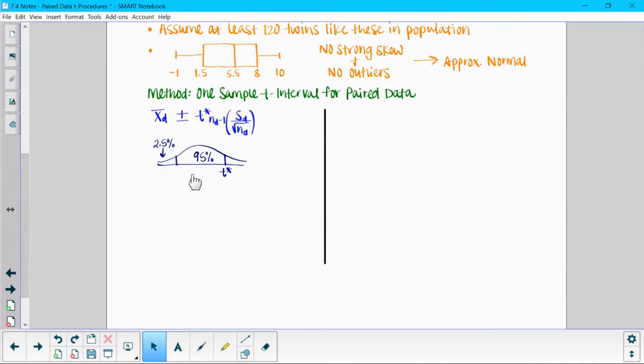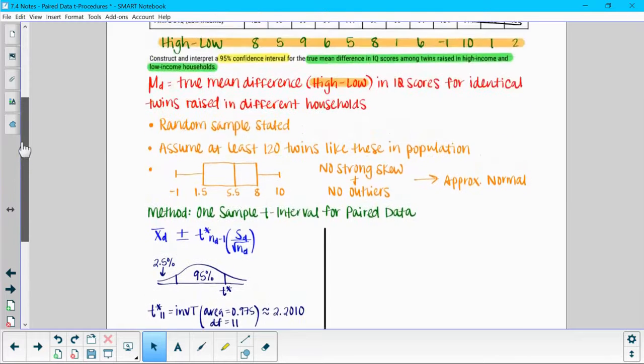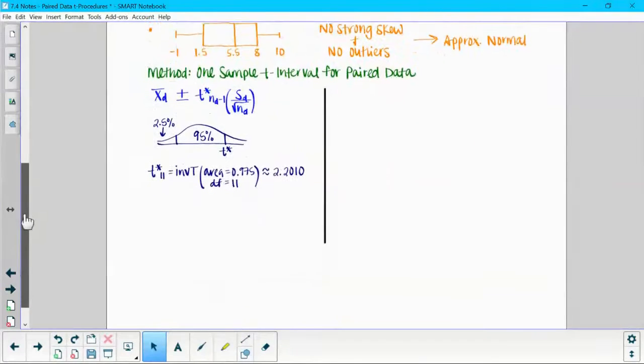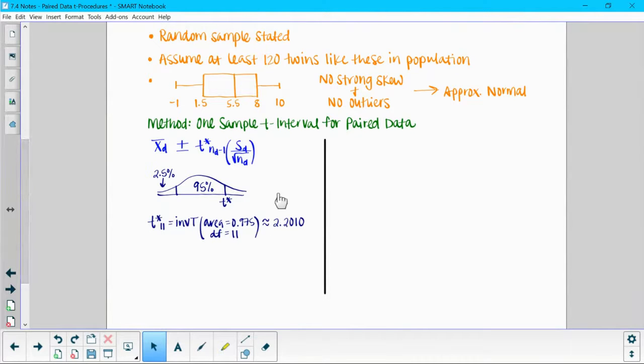So first, I go to my calculator. I go to inverse t, second bars number 4, and I enter in the area of 0.975 because I typically go after the positive t star. If I add my two areas together, because remember your calculator reads left to right, I get 97.5, which translates to 0.975. Degree of freedom is your sample size minus 1, and my sample size is 12. So my degree of freedom for this problem is 11.